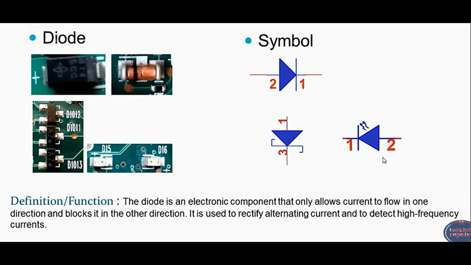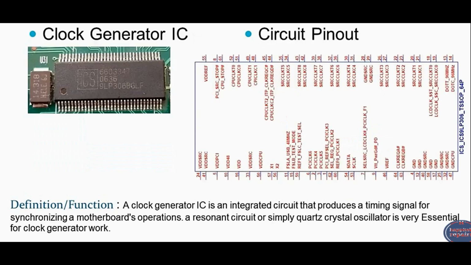The Zener diode is basically used to stabilize the current. The Zener diode is a stabilizer component. You can find diodes in every circuit because we use them for protection and other purposes. When the diode is used near the power jack, we can see that it is used for protection, exactly as a fuse. So the next component is the clock generator IC.